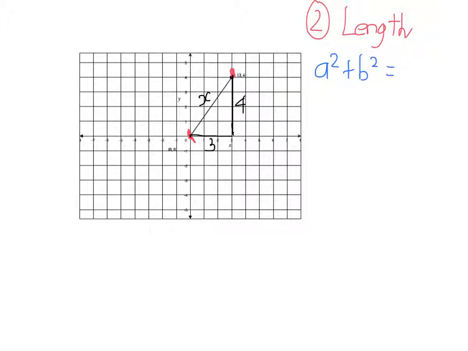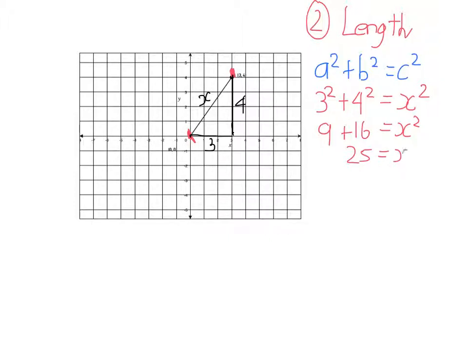Remember, a and b are the shorter two sides. Okay, so in this case, the shorter two sides are 3 and 4. It doesn't matter which is a and which is b. So a squared plus b squared equals c squared. In this case, I've called it x. Okay, 3 squared is 9, 4 squared is 16. So x squared is 9 plus 16, which is 25.